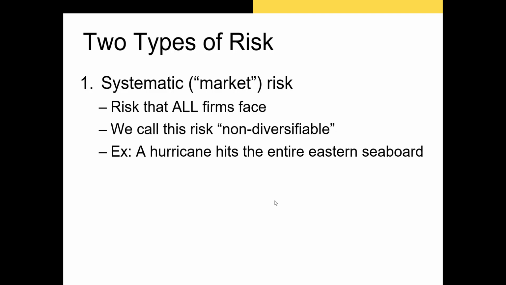An example of this would be a hurricane that hits the entire eastern seaboard. The reason this would be an example of a systematic risk event is that even if a company wasn't headquartered on the eastern seaboard of the US, chances are their suppliers or some of their buyers might be located on the eastern coast of the US. So they're going to be affected one way or another. Another example might be a financial crisis.